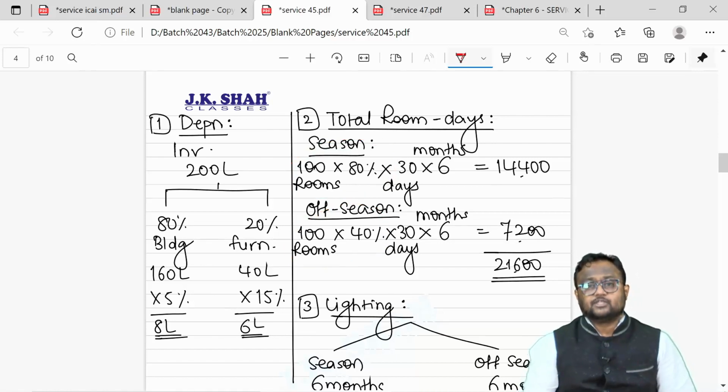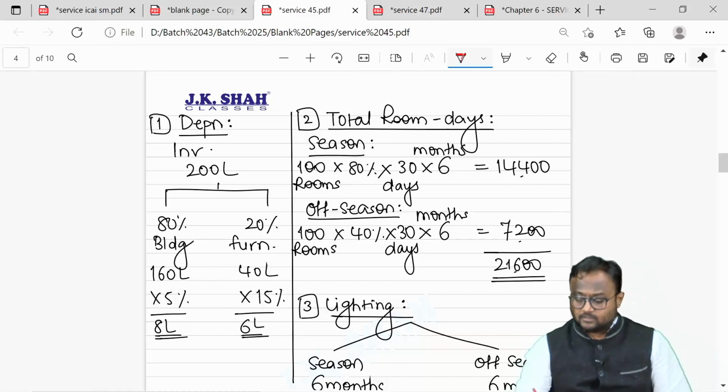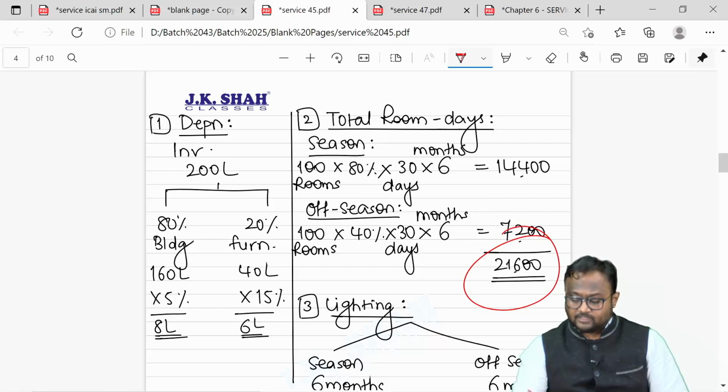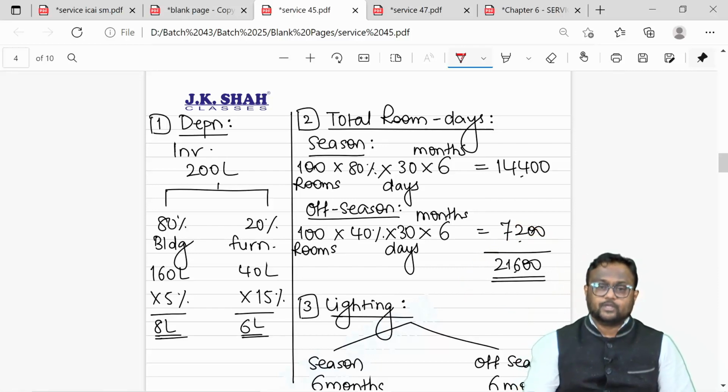Now, since it is a hill station, there can be a seasonal occupancy. Total room days occupied 21,600 multiplied by 10 gives you attendance wages.